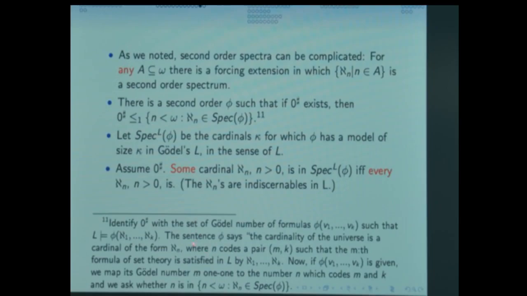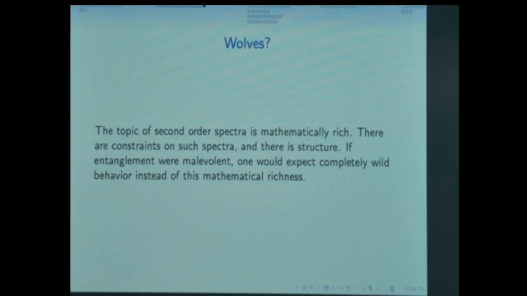If we let spec L of phi be the cardinals kappa for which phi has a model of size kappa that is in L, then assuming zero sharp, if some cardinal L of n is in the spectrum spec L, then every cardinal is, because the L of n's are the indiscernibles in L. Just a few further observations.